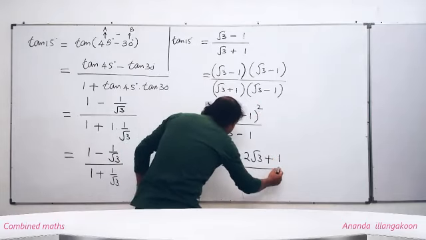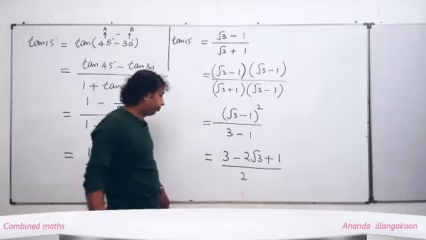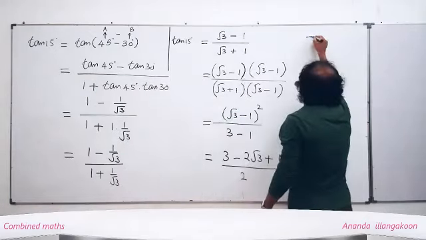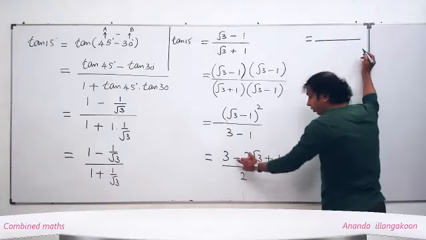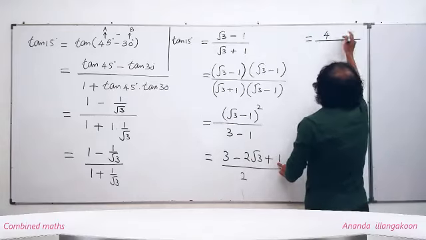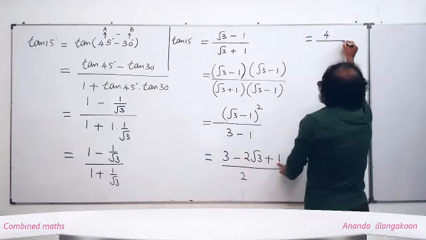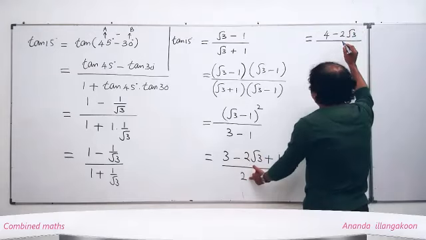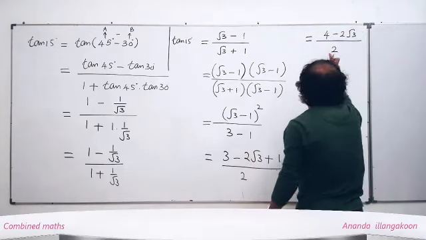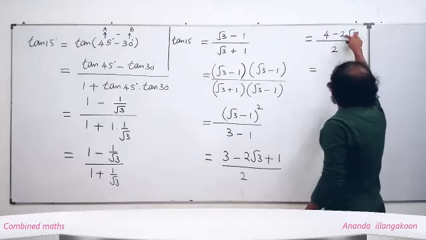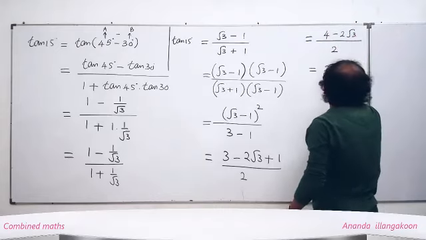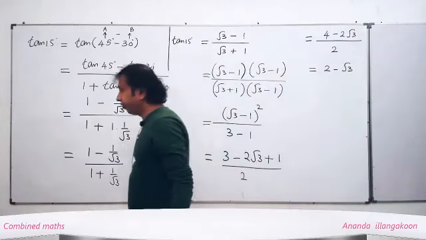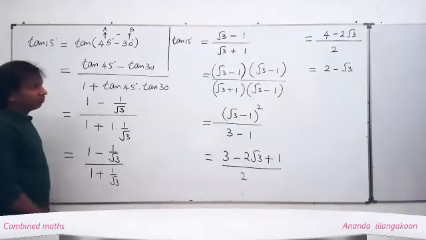People, now this is 3 minus 1 is 2. 3 plus 1 is 4, minus 2 root 3, by 2. Right. People, now we have what? Divide this 4 by 2, divide this 2 root 3 by 2, then what do we get here? 2 minus root 3. This is, people, tan 15. Tan 15, right? Now we have tan 15.